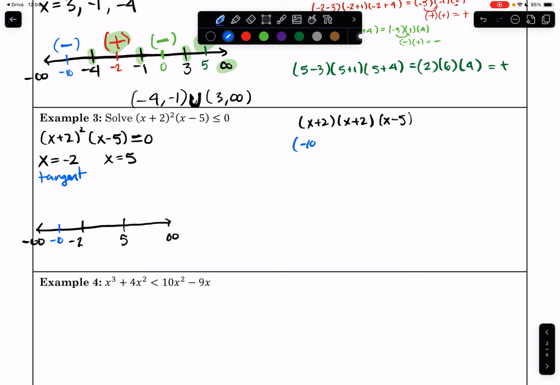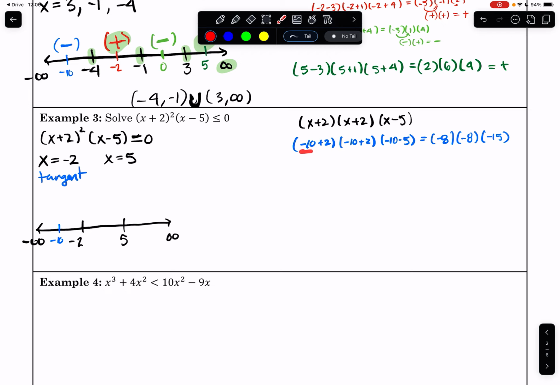So negative 10 plus 2 times negative 10 plus 2 times negative 10 minus 5. Well, negative 10 plus 2, that's going to be a negative number, negative 8 specifically. Negative 10 plus 2 again is negative 8. And negative 10 minus 5, that's negative 15. Again, getting the actual values is not important. What's really important again is knowing that you're going to get negative values.